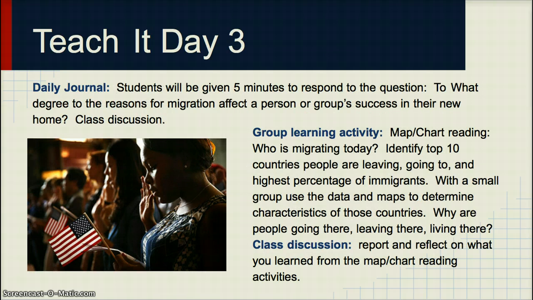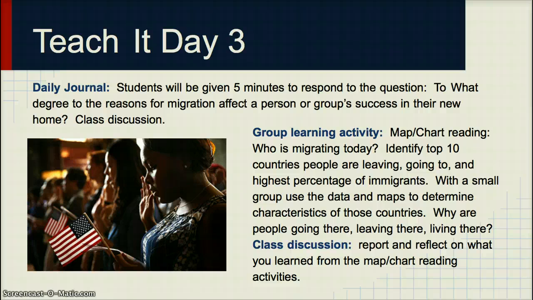So then in day 3, we're going to have another journal entry. To what degree do the reasons for migration affect a person or group's success in their new home? There was recently an article about this by Amy Chua. She wrote a book, and then Time Magazine responded to it. So there's some reading stuff we could do with that too.